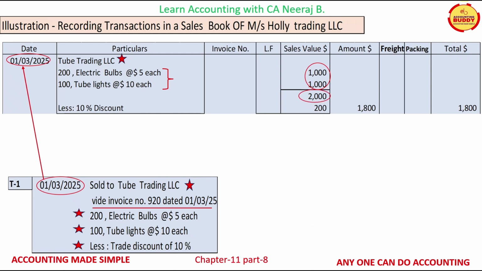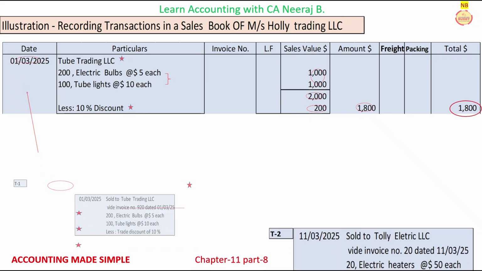The percentage of discount offered is written in the particulars column, while the value of the trade discount of $200 is written in the sales value column. The net sales value of $1,800 of the goods sold after deducting the trade discount is written under the amount column and again in the total column.